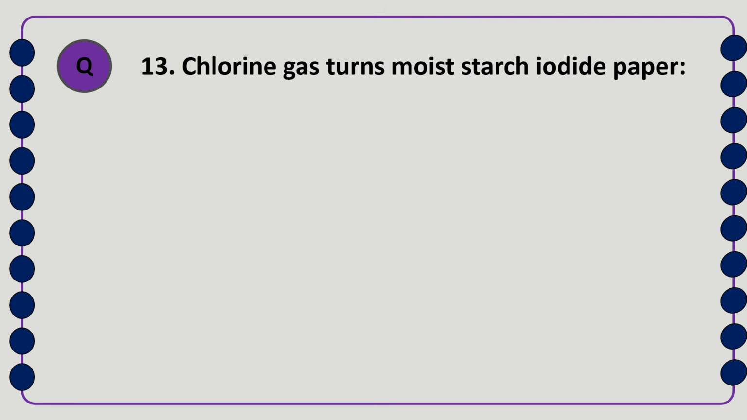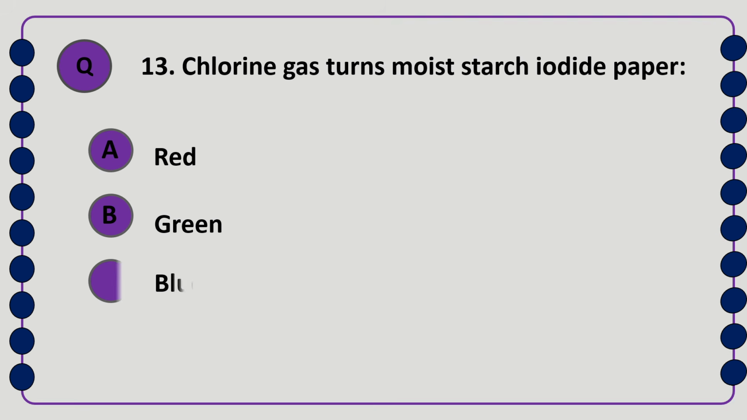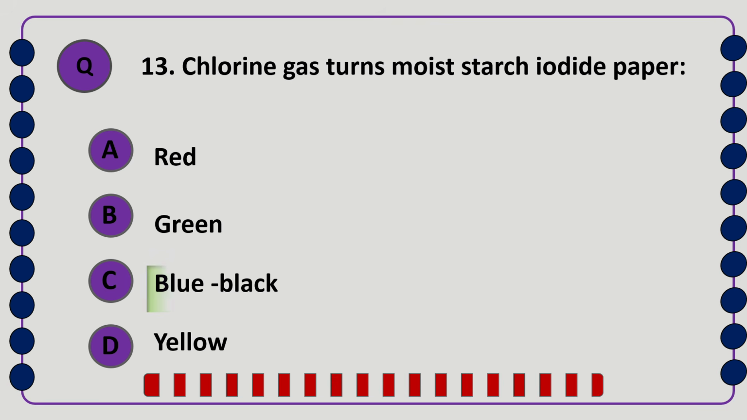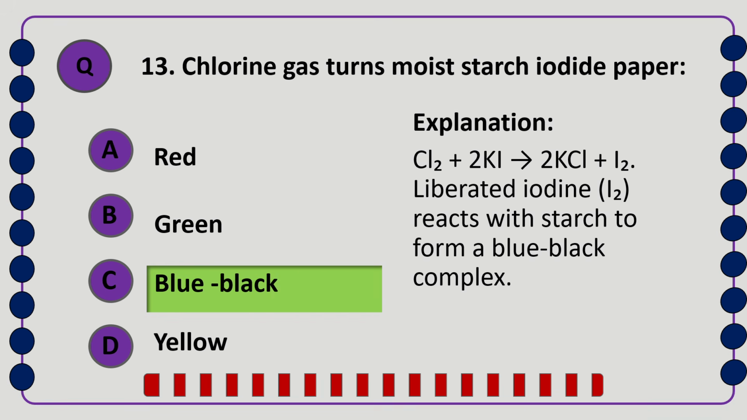Chlorine gas turns moist starch iodide paper red, green, blue, black, yellow. Let me make it clear, students. Starch iodide paper is a paper exclusively used for chlorine gas. Yes, blue, black. So if you don't have litmus paper, when chlorine is to be tested, you can go for moist starch iodide paper. That is also one option.